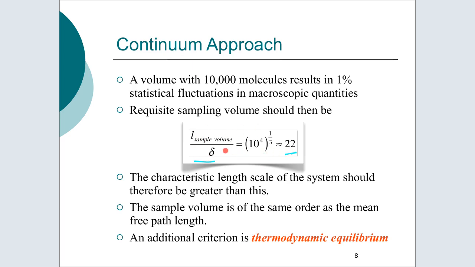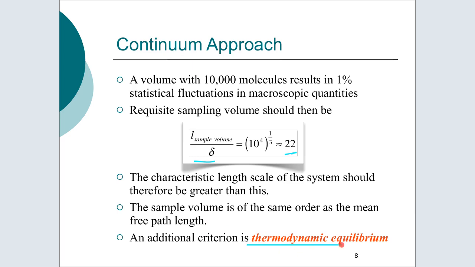Okay, so we can easily check that calculation and see how it was worked out. So if we're going to be talking about the length scale of a system, it needs to be much bigger than this. Okay, so the sample volume in this case would be of the same order as the mean free path.